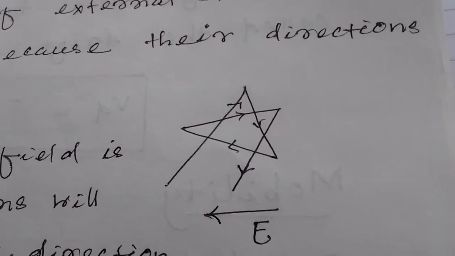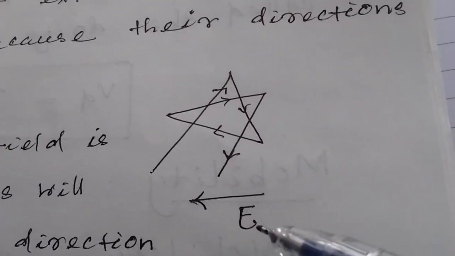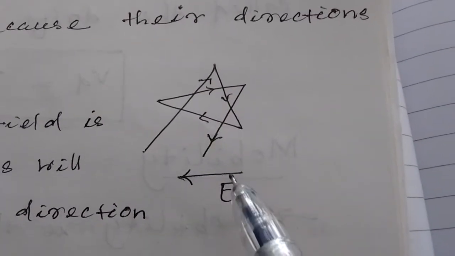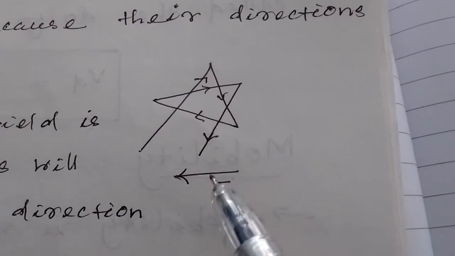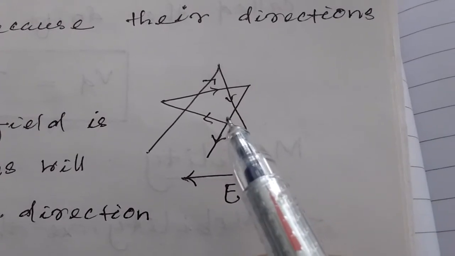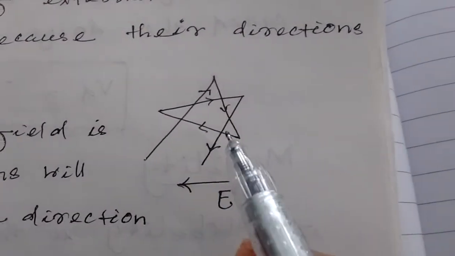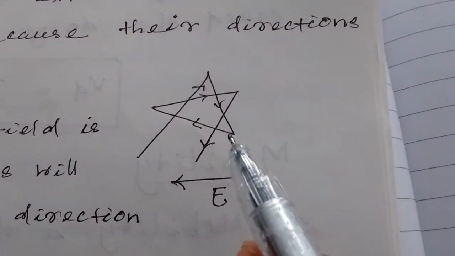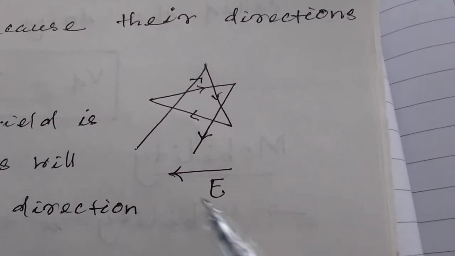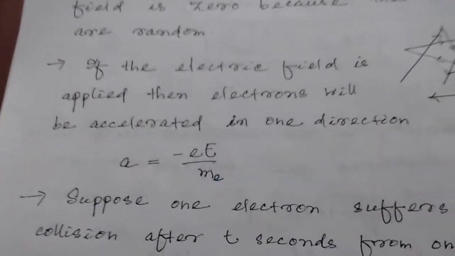Whenever no electric field is applied, and here the external field is applied. Then the question is, what happens after the external electric field is applied? Of course, the electrons will tend to move in one direction. But this is not exactly the case. They do move in one direction, but not the moment the external electric field is applied. So what happens actually?